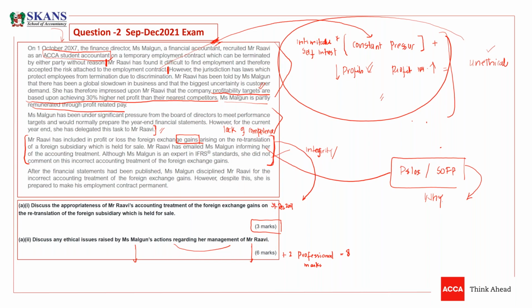After the financial statements have been published, Ms. Malgan disciplined Mr. Ravi for incorrect accounting treatment for the foreign exchange gains. After the financial statements were published, Ms. Malgan called Mr. Ravi and said, you did the wrong treatment, this should not happen again. However, despite this, she is prepared to make his employment contract permanent. So it means there is a lack of integrity on the part of Ms. Malgan, and we know why she is doing this. I hope everyone is clear.